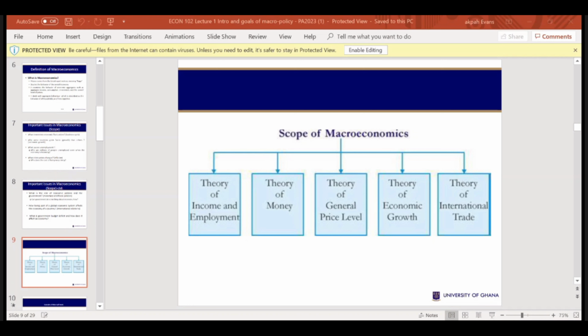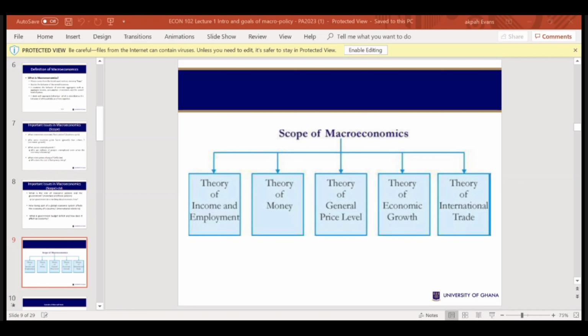Okay, check it. So, the scope of macroeconomics, this is a summary. All the lengthy things I've just spoken about, this is the summary. It includes the theory of income and employment, the theory of money. The total money in circulation, so we call something money supply, money demand. Certainly this semester we will learn a little about money demand and money supply.